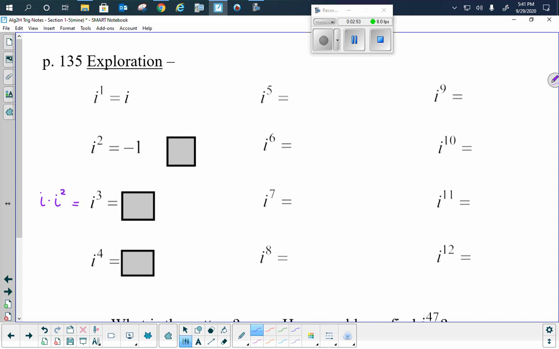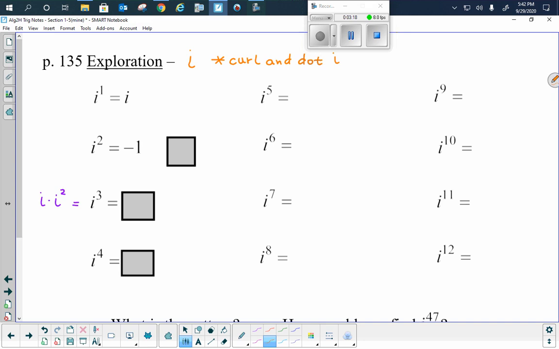Since I'm writing it, let's make a note here, guys. We need to make sure that I can tell a big difference between your ones and your i's. So let's make sure that you're curling it, kind of like I'm doing. So curl it and dot it. I'll say curl and dot your i's. I think that will help us.